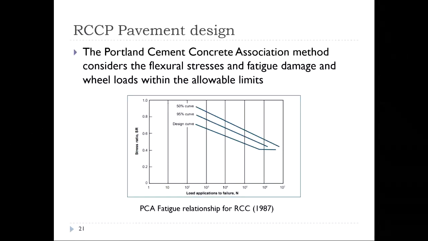The Portland Cement Association considers only two criteria for arriving at the slab thickness: flexural stresses and fatigue damage. Here, curling stresses are not considered. So, if you do the design as per the PCA method, this would result in slightly lower thicknesses when compared to IRC SP 62. IRC SP 62 considers your curling stresses also in the calculation.